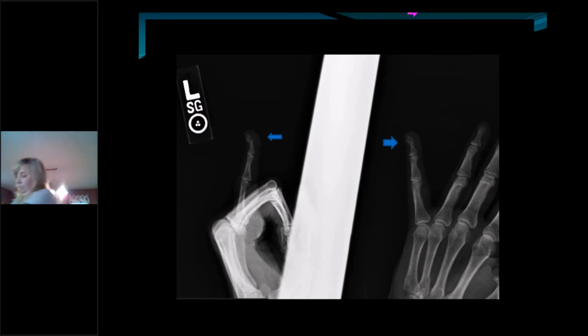Very common injury. This is the typical thing you see when the guy's working on the deck or the gal's working on the deck and they hit their finger instead of the nail. This is what they get. So pretty easy to identify.